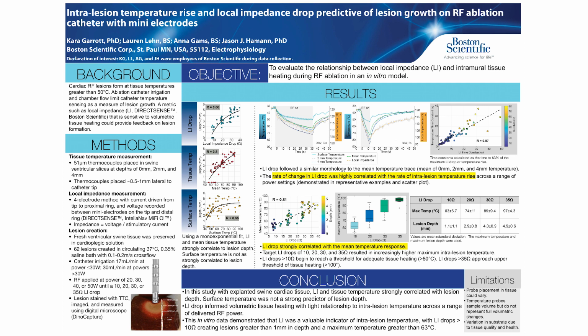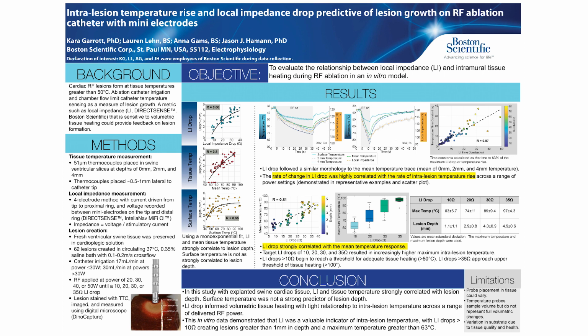Now let's start to walk through the results. Let's first start with the column on the left-hand side. Here you'll see 3 scatter plots looking at the relationship of local impedance drop, mean temperature rise, and surface temperature rise to lesion depth. We know that lesion formation follows a mono-exponential growth curve. So as you look at the local impedance drop plot, you can see that with increases of local impedance, you see increases in depth and that there's a strong correlation.